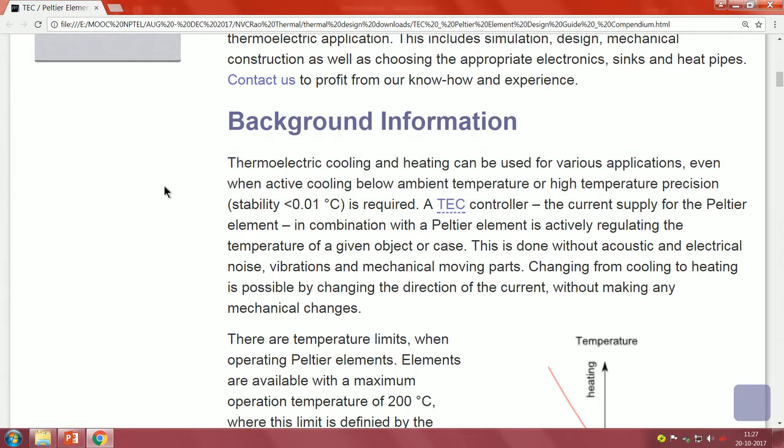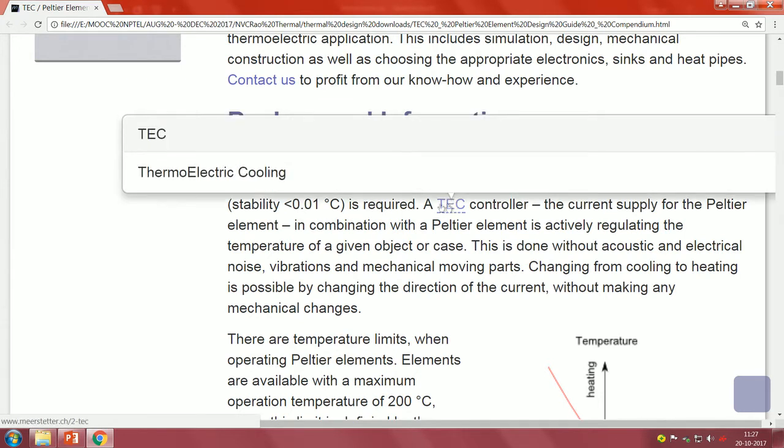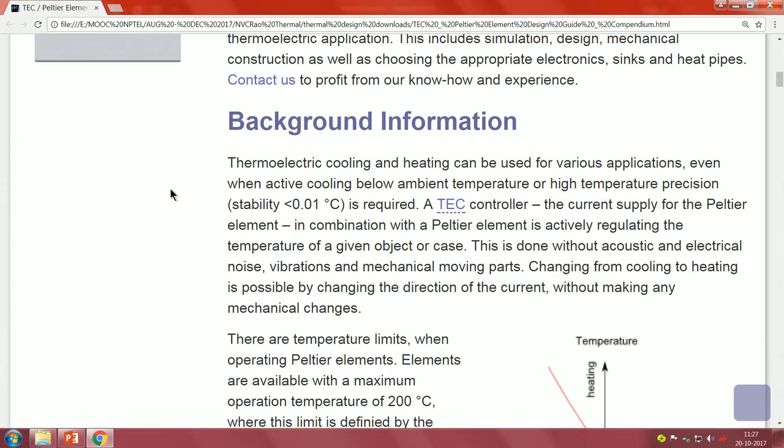Thermoelectric cooling, understand? Thermoelectric cooling can be used for various applications, even for active cooling below ambient temperature or high temperature precision. In combination, it actively regulates the temperature of a given object or a case. You see, this is where the criticality comes. If you must ensure that precision of the order of a fraction of a degree has to be maintained, it is very much possible for us to maintain it.